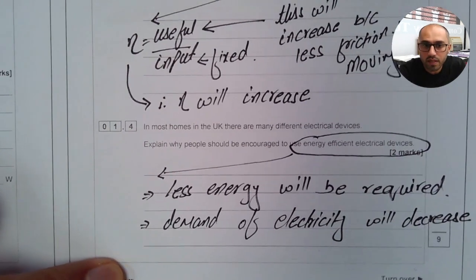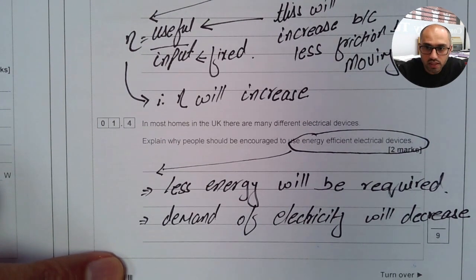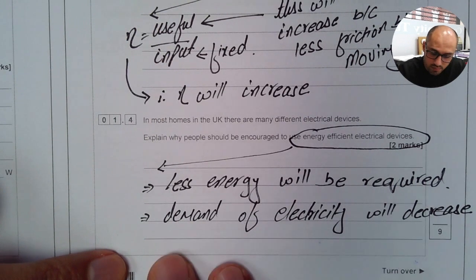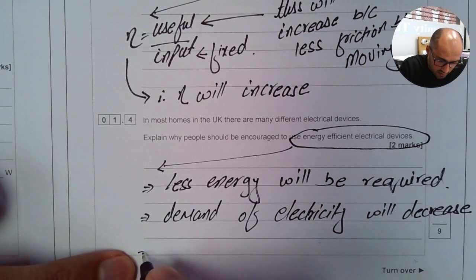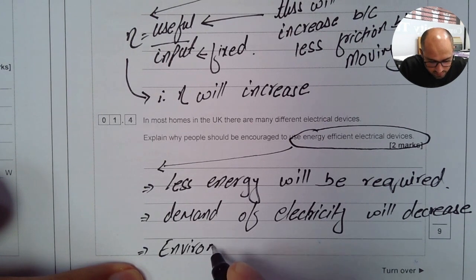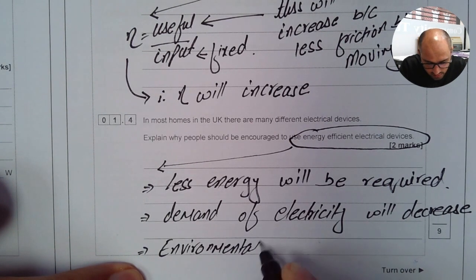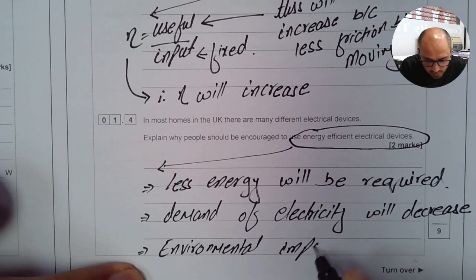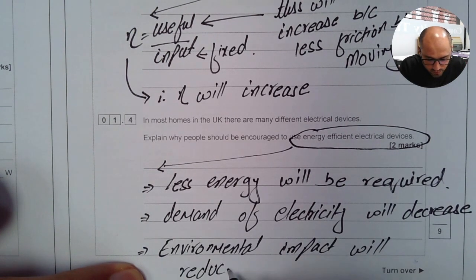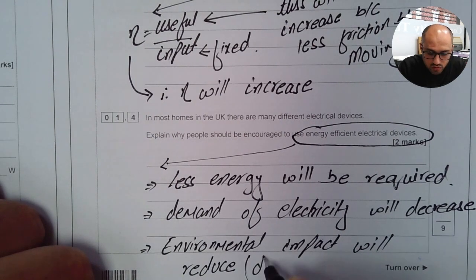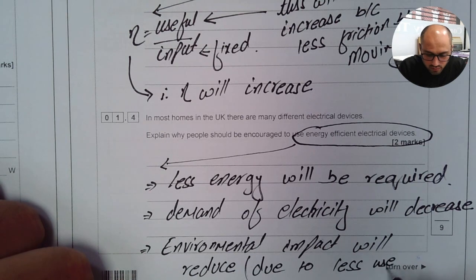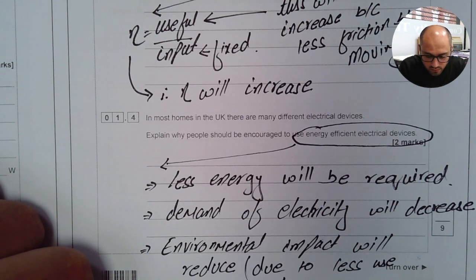Now you have to remember, most of our electricity is being produced by burning fossil fuels. So if there is less demand for the electricity, you can say environmental impact will reduce. In bracket, I can write down due to less use of fossil fuels.